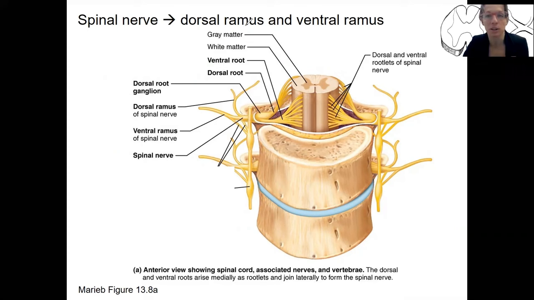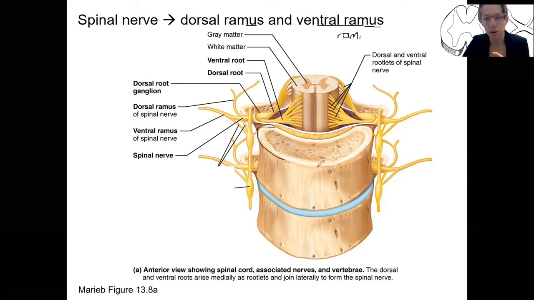We're going to have something called ramuses, which is really rami is plural, the dorsal and ventral ramus, and then nerve plexuses or plexi. So I want to look briefly at those and conceptually understand what those things are. We're not going to detail to learn all of the nerve plexuses and such. So this image should look not too scary now.